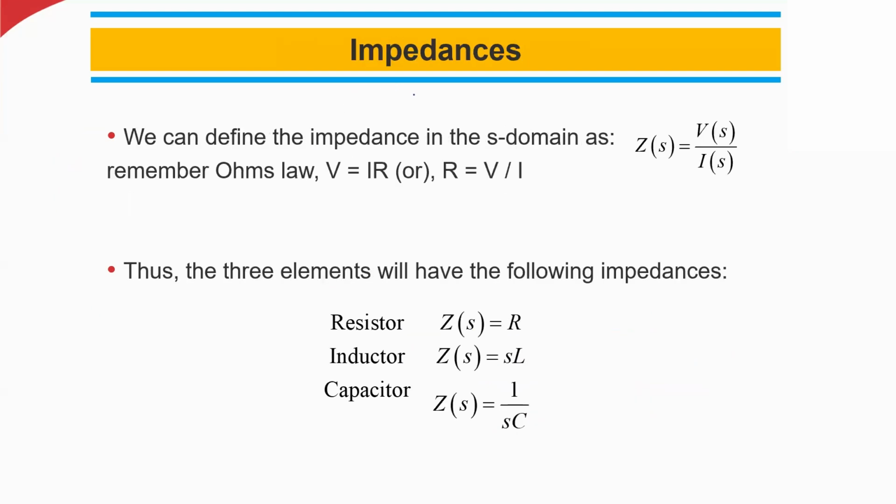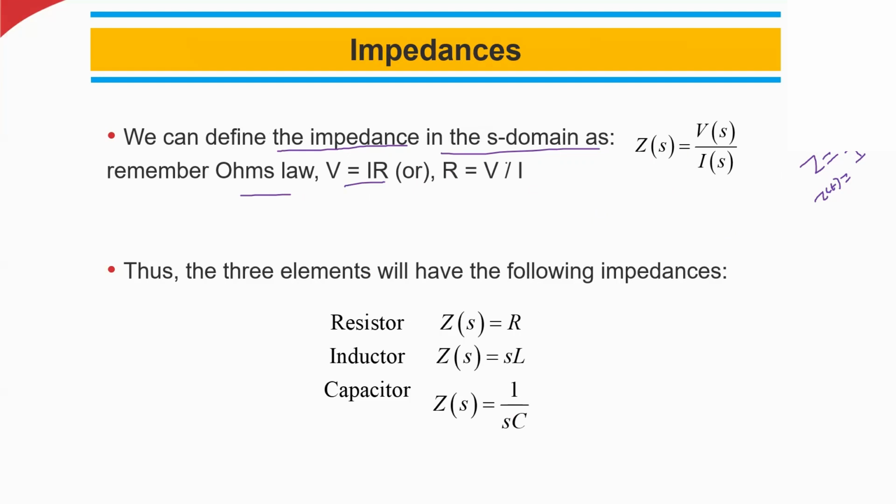And what is the impedance? We can define the impedance in the S domain as Z of S is equal to V of S divided by I of S. This is the same standard formula. Impedance is equal to V by I, right? We are just representing the same thing in the time domain: Z of T is equal to V of T divided by I of T. The same thing I represent in Laplace domain or S domain: Z of S is equal to V of S divided by I of S. This is just based on Ohm's law. We know Ohm's law, V equal to IR.